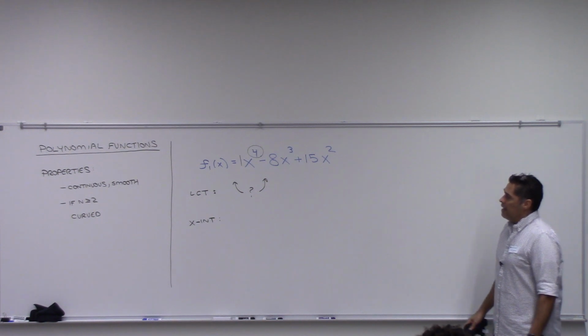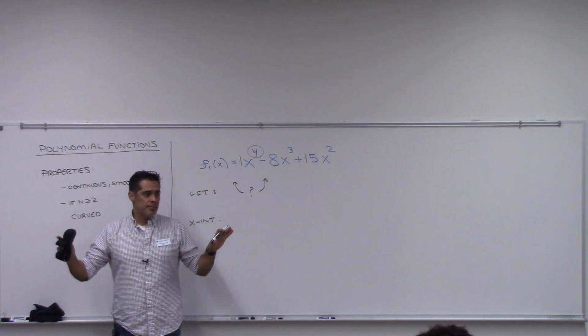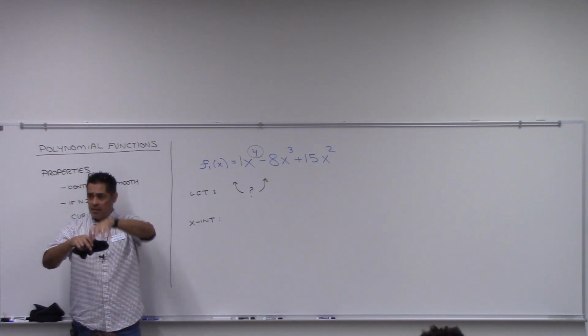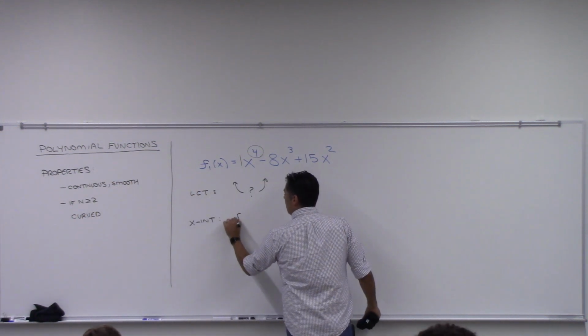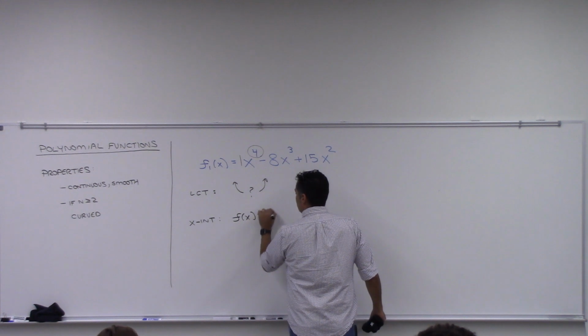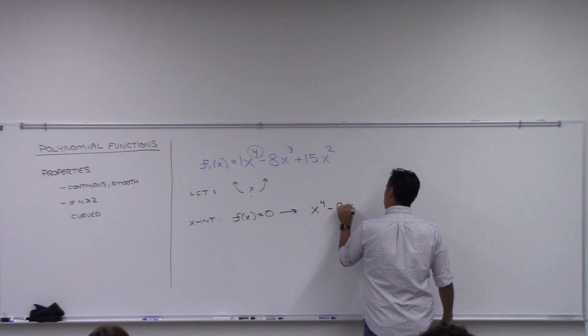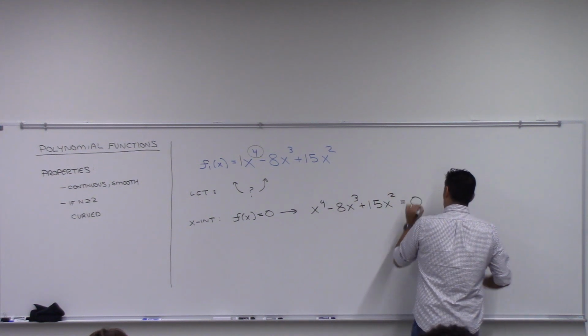All right, so we want to find the x-intercepts. How do you find the x-intercepts for any function? Solve it. Set the function equal to 0, right? Set the function equal to 0. Okay. So you take the function and you set it equal to 0, right? Okay, well, we can do that. We can take x to the 4th minus 8x cubed plus 15x squared. We can set that equal to 0.